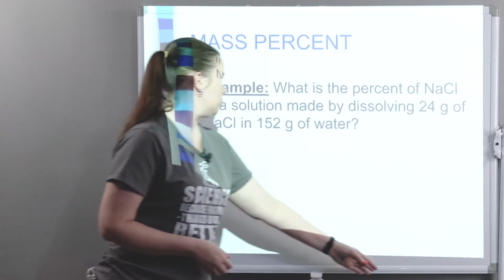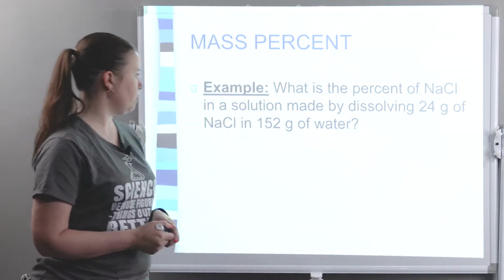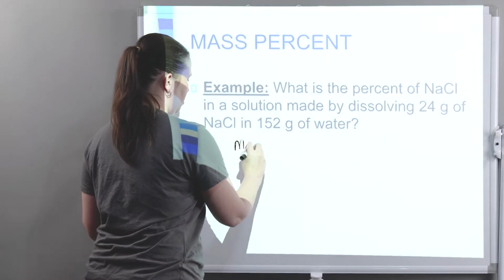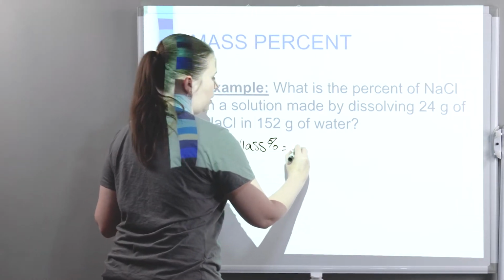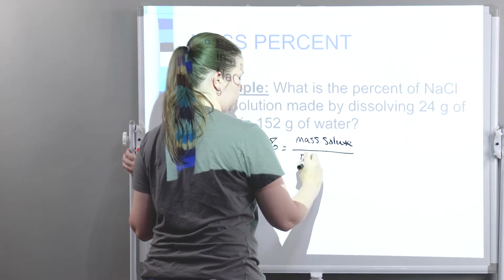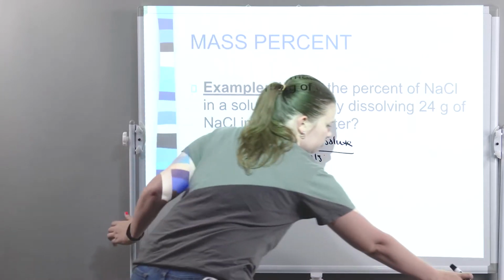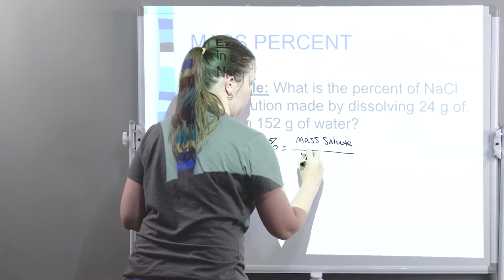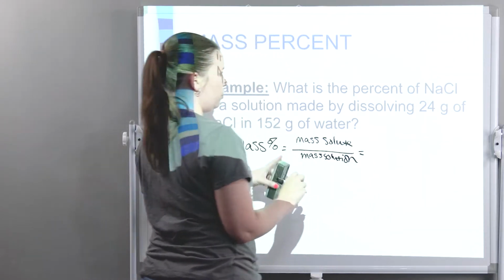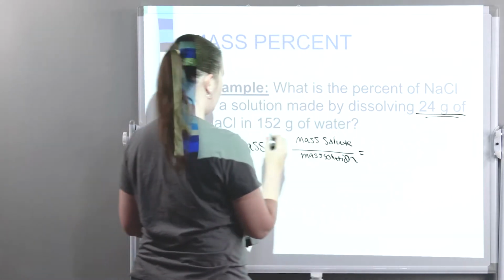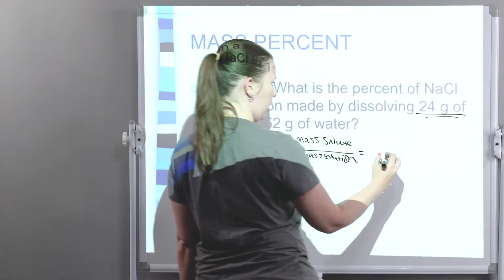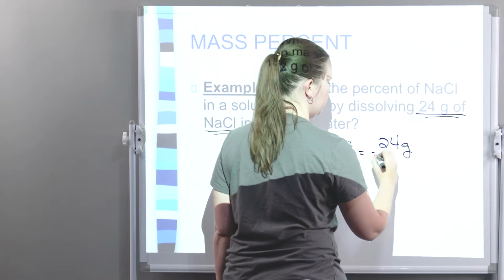What is the percentage of the sodium chloride in a solution if we dissolve 24 grams of NaCl in 152 grams of the water? So to get my mass percent, on top I'm going to put mass of the solute, and on bottom I'll put mass of the solution. So the solute would be what's being dissolved, 24 grams of the sodium chloride. The salt is our solute in salt water. So on top, we'll put 24 grams.